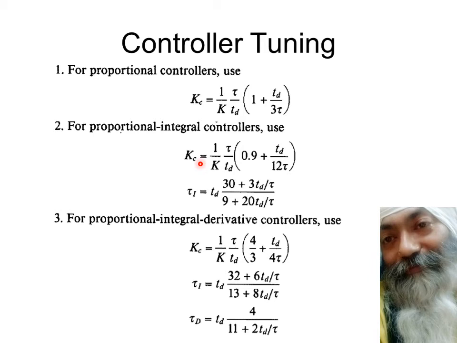Why has this come? Because we have now gone in for a proportional integral controller, and for the integral value, the integral gain, which is actually Kc upon tau I, tau I being the time per repeat.